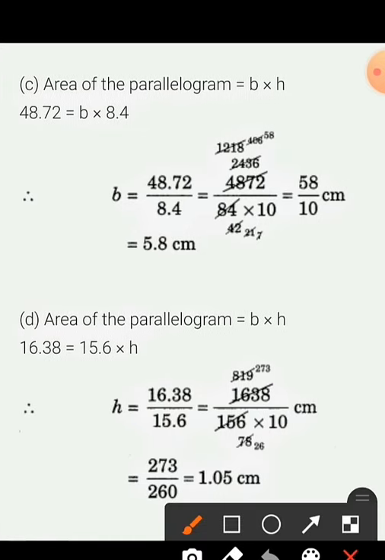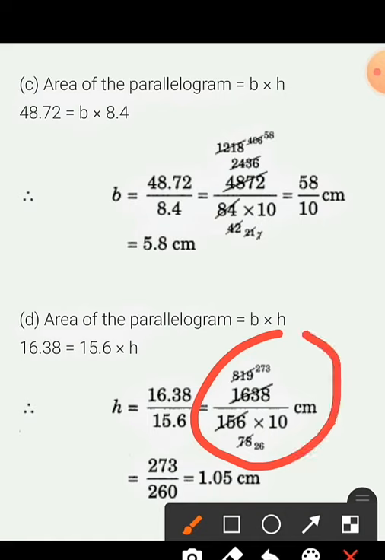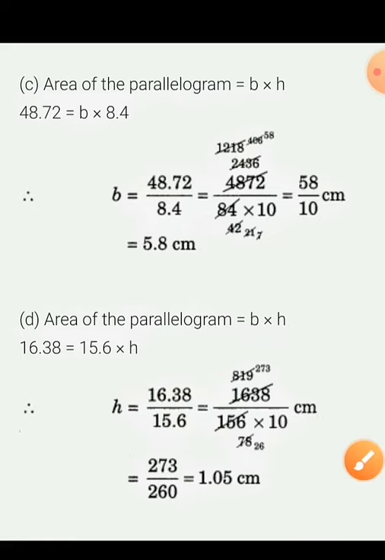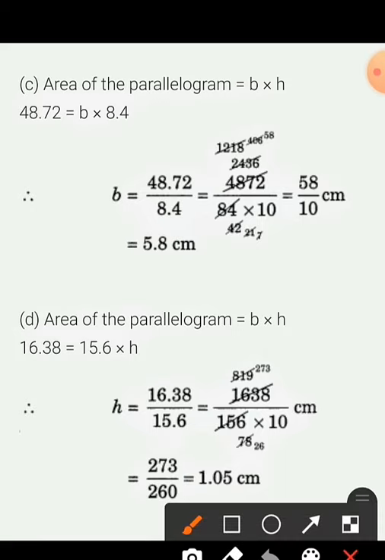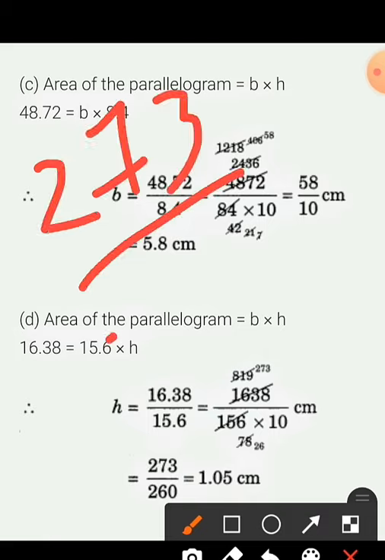Again you have to do cancellation. Both are even numbers, you can start with 2, or you can start with any other table in which it is coming. You can start cancellation from any table. The condition is that both should come in the same table, numerator and denominator, whichever number you are taking. So after cancellation, your final number which will be left is 273 upon 260.